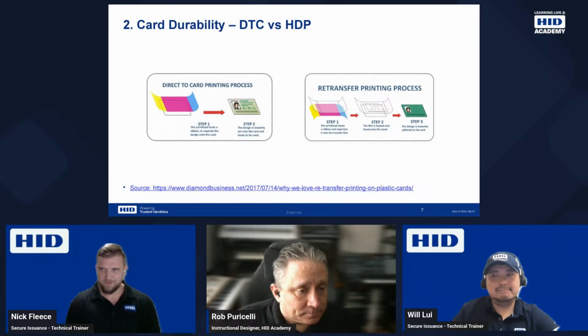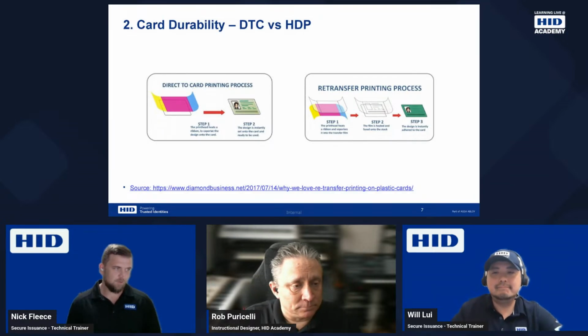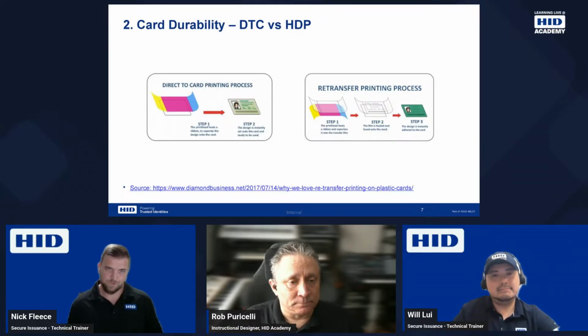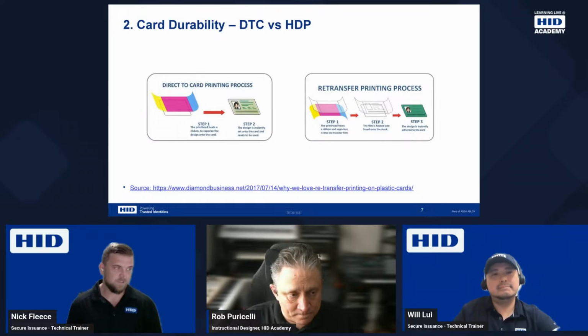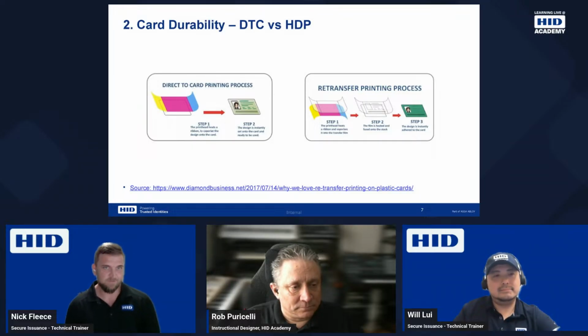It's also worth noting here that if you do choose to go with the lamination route, it is really, really recommended that we go with polyester or polycarbonate cards, just because of the amount of heat that'll be applied to that card. So the stronger the card, the better it's going to be for lamination and retransfer printing.